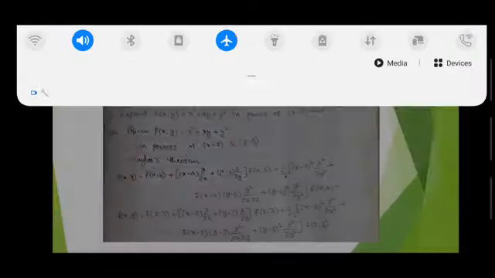Here we take up to the 1 by 2 factorial term, three terms only. Why? Because if we take the partial differentiation of f of x comma y, the third order will be 0. So we neglect the higher order derivatives. Now we calculate dou f by dou x and dou f by dou y, dou square f by dou x square and dou square f by dou x dou y and also dou square f by dou y square at the point (2, 3).